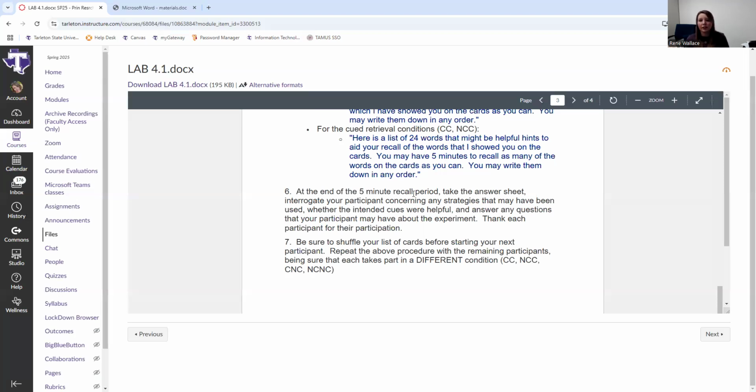Take the answer sheet, interrogate your participant concerning any strategies that may have been used, right? Because we want to know, hey, they wrote down 15, and ask them, hey, how did you remember these? Did you remember the keywords? Did those help you? Just kind of ask them. Or did they write a story, or did they do rote memorization, or what did your participant do that helped them remember however many words they remembered? Because that'll help you write your lab report when you're in your discussion section and you're hypothesizing about things.